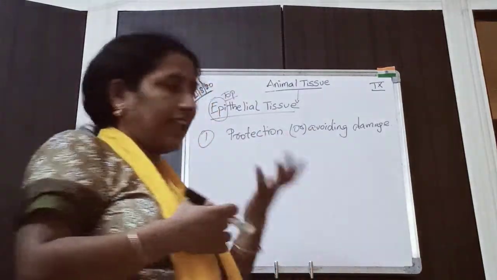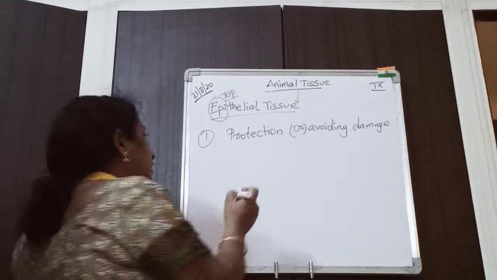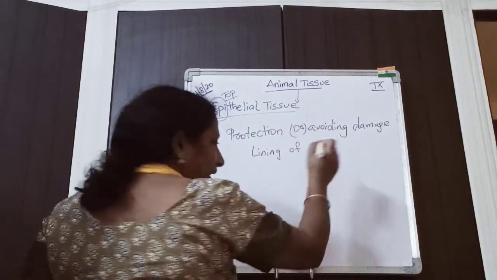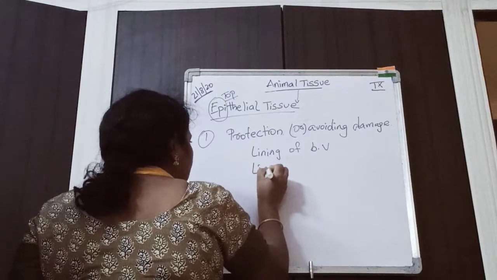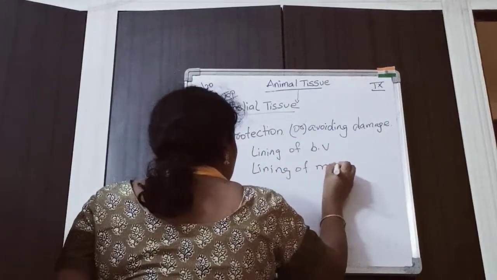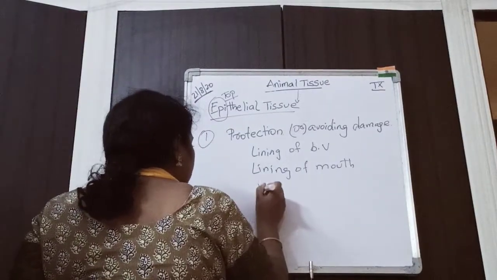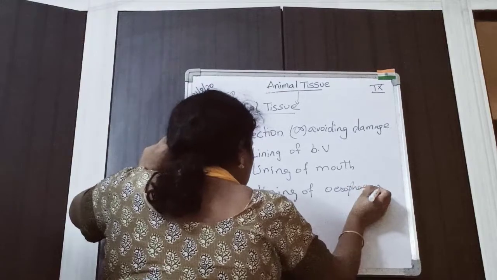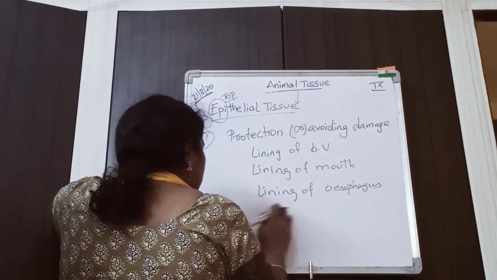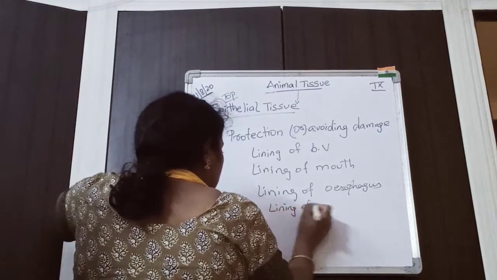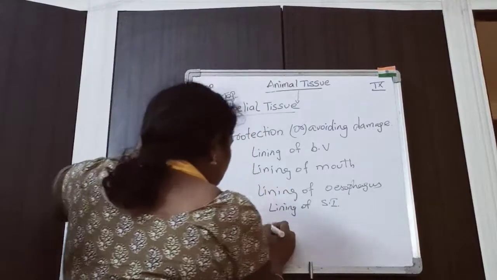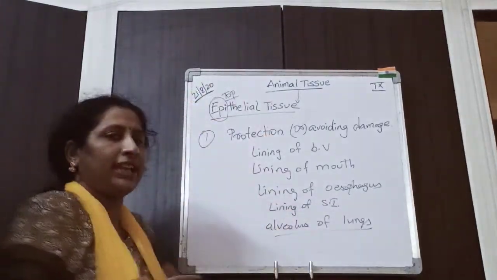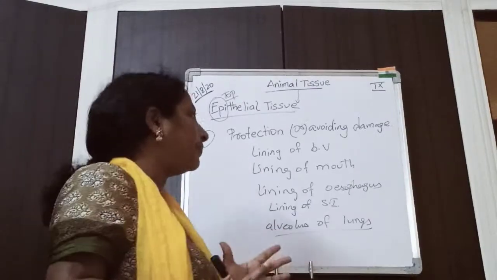Suppose you want to know the places where epithelial tissue is present. It is present in the lining of blood vessels, lining of mouth, lining of esophagus, lining of small intestine, and in the alveoli of lungs. So these are the places where epithelial tissue is mostly present.